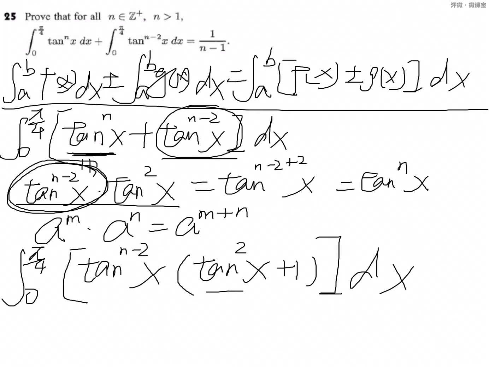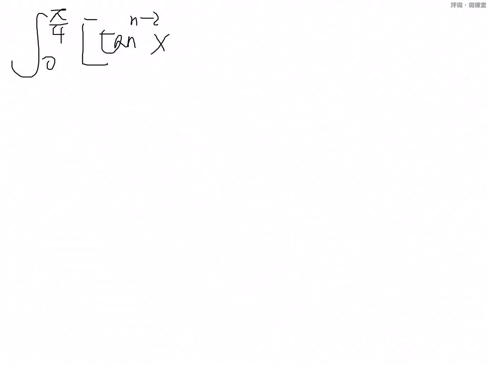We learned from trigonometry that tangent x to the power of 2 plus 1 equals secant x squared. So the function will be the integral from 0 to pi over 4 of tangent x to the power of n minus 2 times sec x squared.